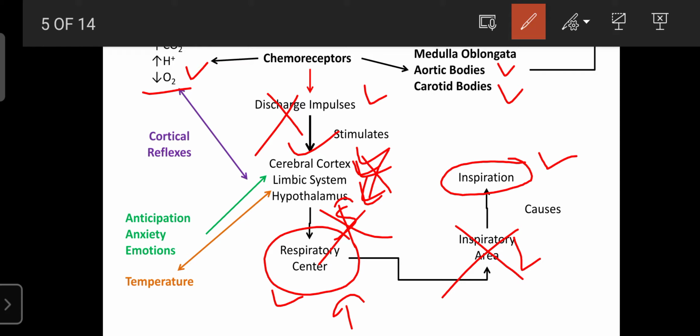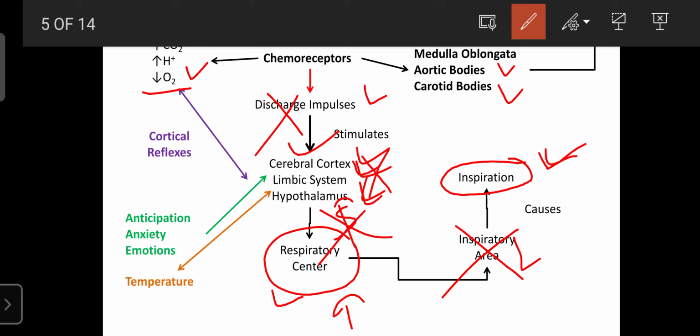Okay. So next one is the cortical reflexes. When the blood passes through the cerebral cortex and is lacking oxygen, the cerebral cortex sends information to the limbic system, hypothalamus, then to the respiratory center, then to the inspiratory area, and then inspiration increases.